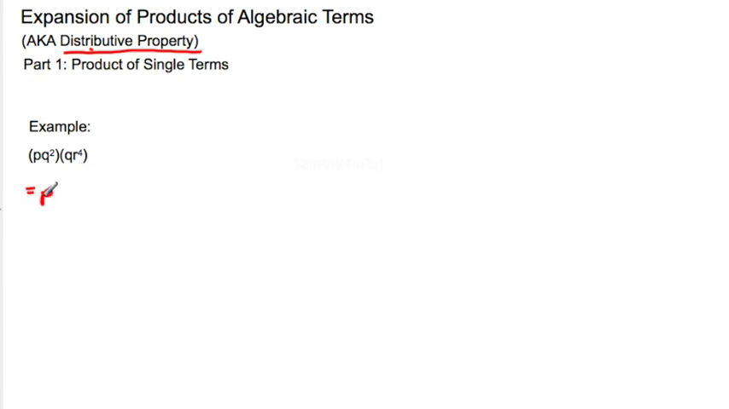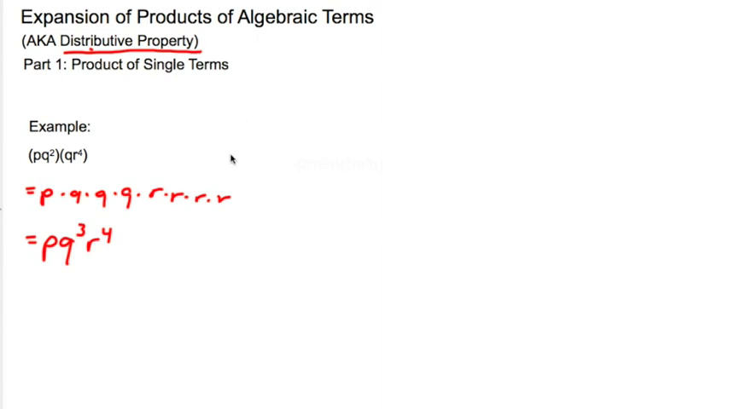So that means we have p times q times q times q times r times r times r times r. So then when I combine all my terms, I see that I have p q to the third and r to the fourth. Really what I did was just set everything all out in one long string, and then I combined all my like terms together.